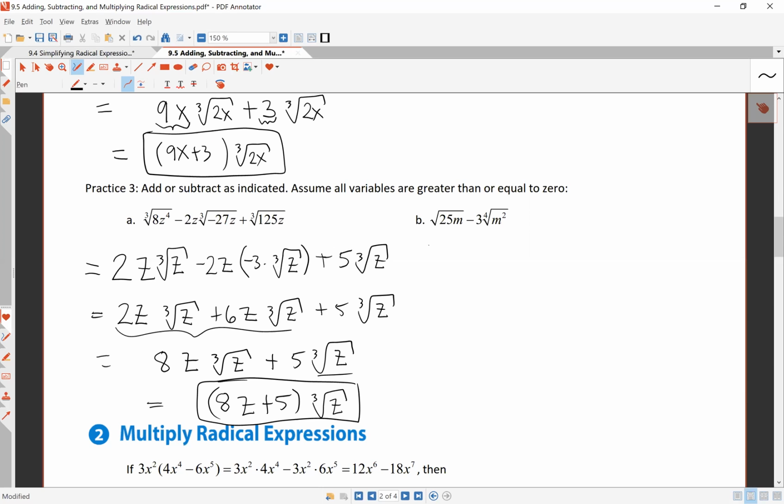And letter B, the square root of 25 is 5, and the m is going to stay under. Minus 3, that's the fourth root of m squared. The fourth root of m squared is m to the 2/4, or m to the 1/2, which is the square root of m. So that's minus 3 square root of m. And now 5 minus 3 is 2 square root of m.